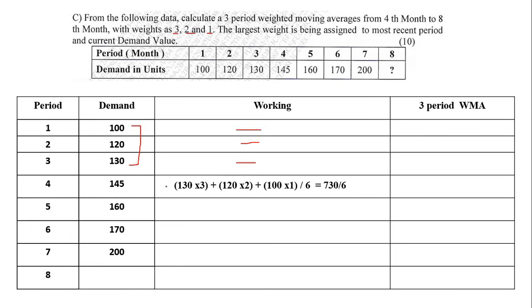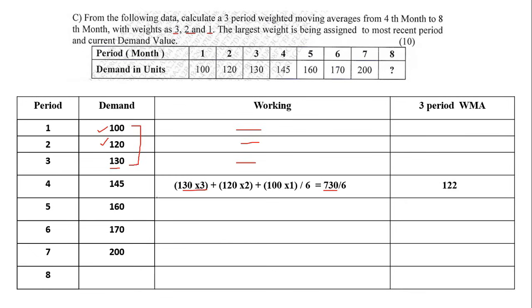So this is how it should look: 130 into 3 plus 120 into 2 plus 100 into 1, which comes to 730, divided by 6. You divide, you get the first answer, that is 122. It will be in decimal form, I've rounded it off without the decimal. So it is 122, the first answer.